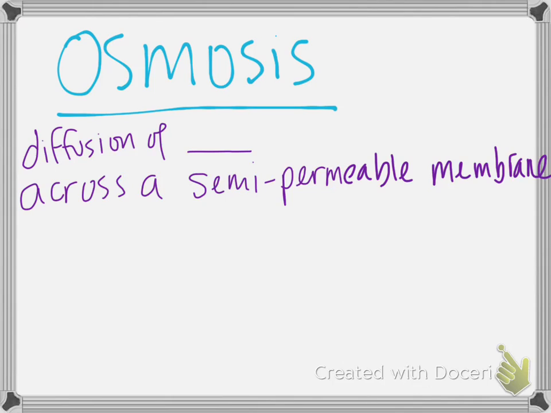Okay, that's fine. It is the diffusion of water. So this is the diffusion, and that's why I wrote the word osmosis in blue. It's the diffusion of water across a semi-permeable membrane. The water will travel from an area of high water concentration to an area of low water concentration. It's important to remember that here you're talking about the concentration of the water, not the concentration of the other particles.